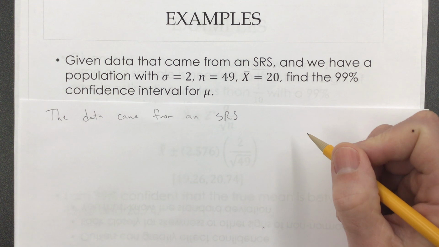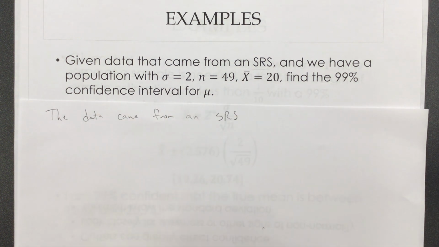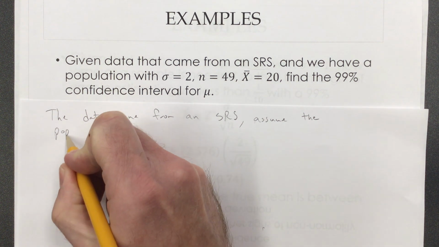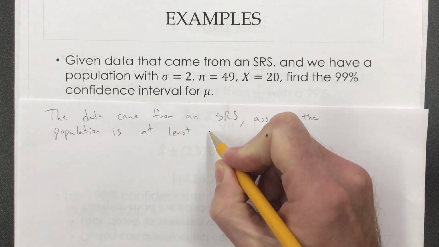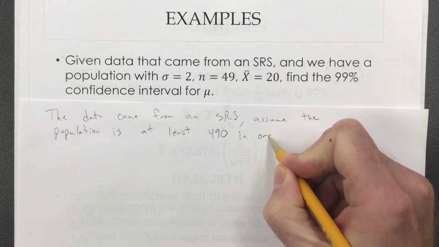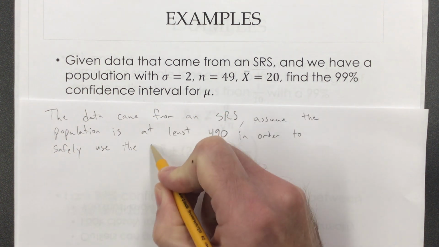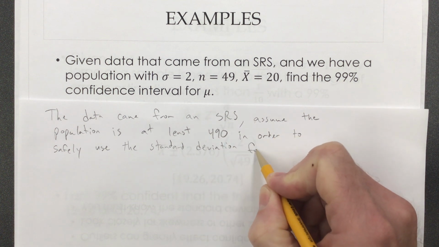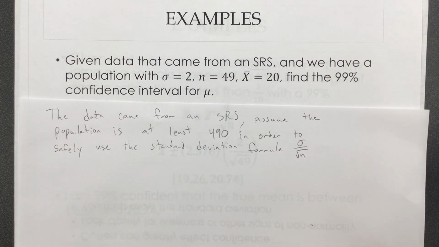Now, another requirement of this calculation is that our population is at least 10 times the size of the sample. It doesn't say what the population we're dealing with is. So we're going to have to assume the population is at least 490 in order to safely use the standard deviation formula. Okay, in this case, that's sigma over square root of n. All right, and then last piece of the puzzle, we need to have approximate normality.